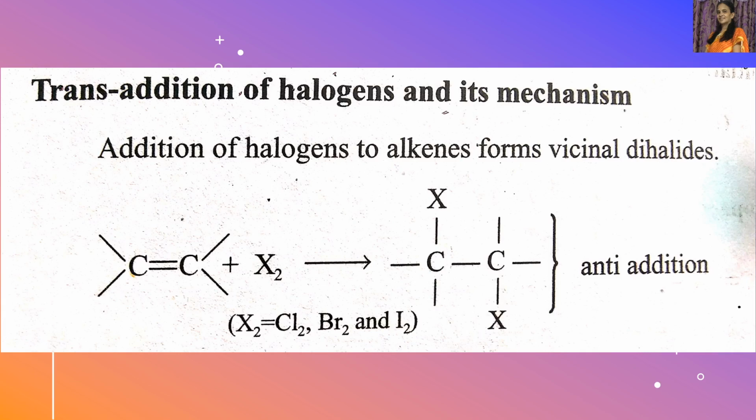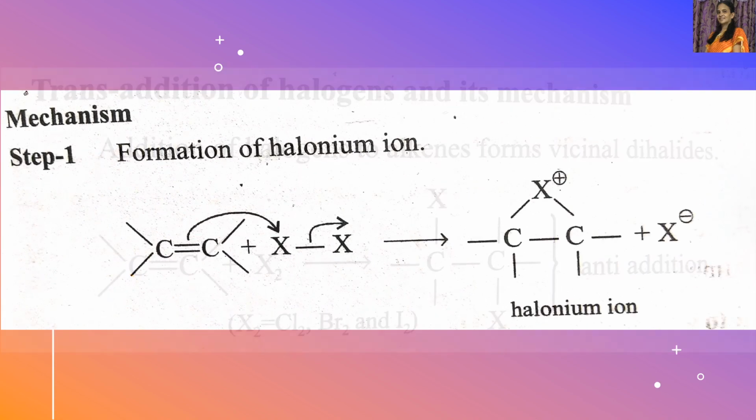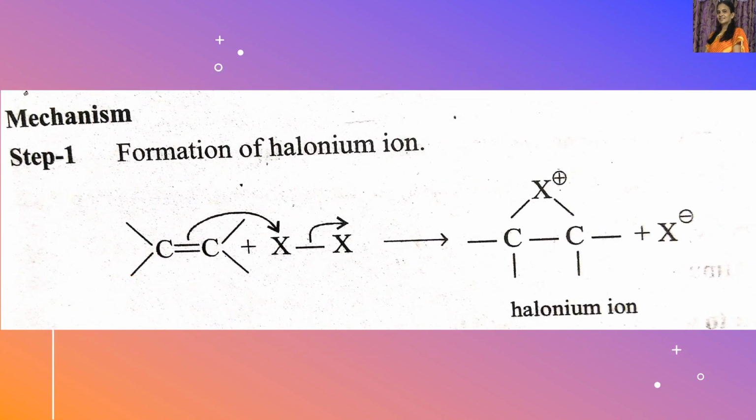So addition of halogens to alkenes forms vicinal dihalides. Vicinal in the sense the halogen atoms are present on the adjacent carbon atoms. Here we said trans because they are anti or opposite to each other, these two halogen atoms. Now let's see the mechanism.